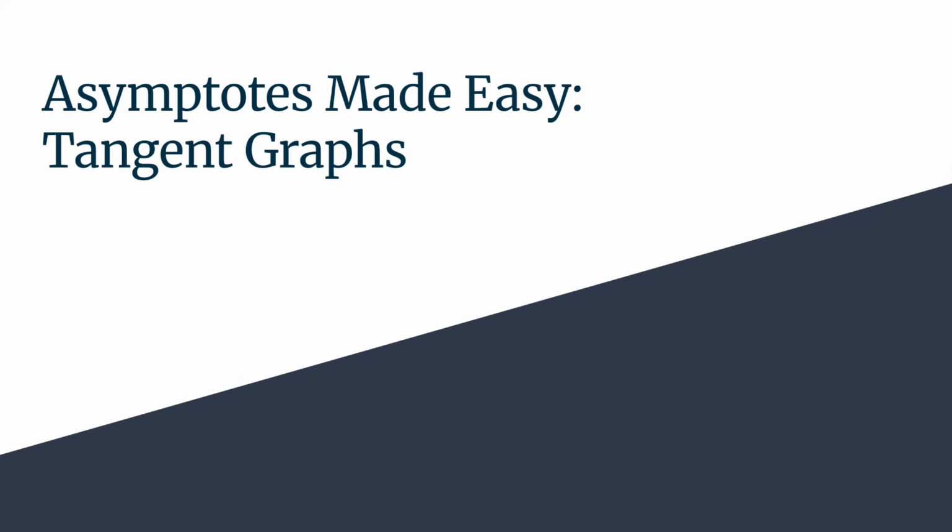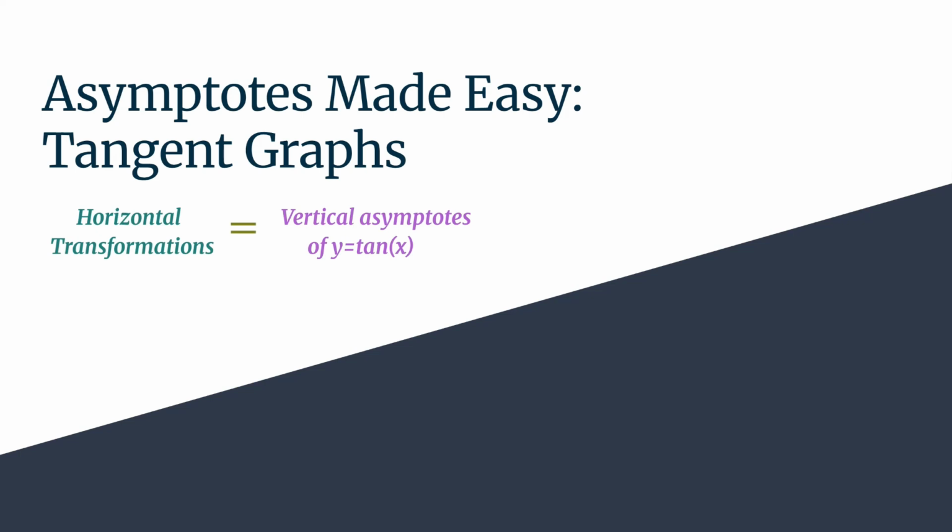Today I want to show you a really easy way to find the asymptotes for tangent graphs. So the big picture, we're going to take our horizontal transformations from the equation and we'll set them equal to the asymptotes of our parent graph, y equals tangent x. Basically, this will apply the horizontal transformations, or the horizontal movement, to our vertical asymptotes.